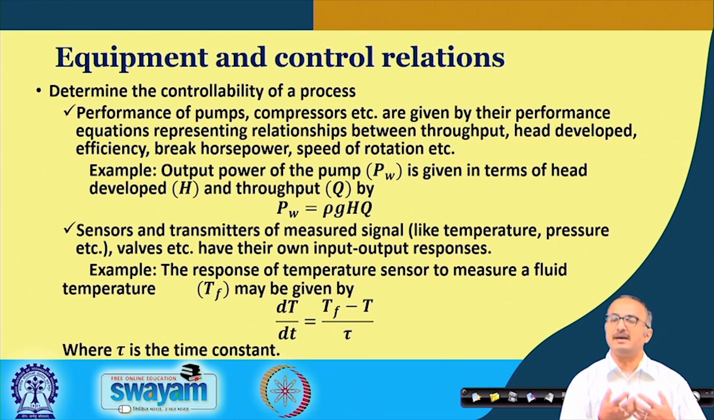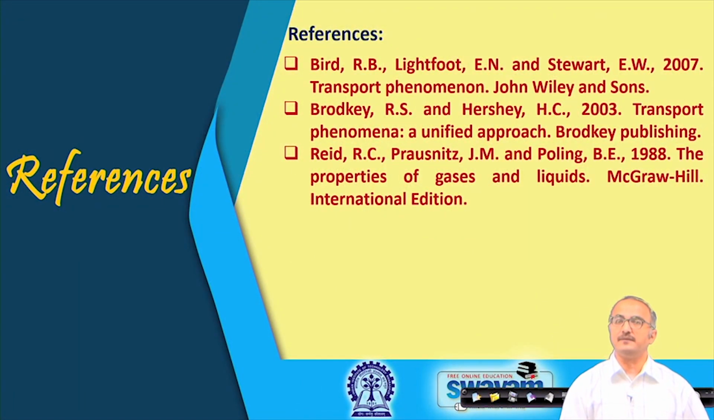So all these things can be mathematically written. I am not going into those things. These again can be found in any book on process dynamics and control. So all those relationships come under the constitutive relation. With this we come to the end of these constitutive relations, and we see what all kinds of equations are used. Here are some of the references you may refer to for detail about this particular topic. Thank you.